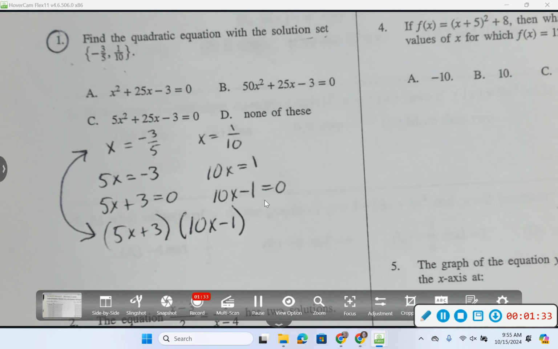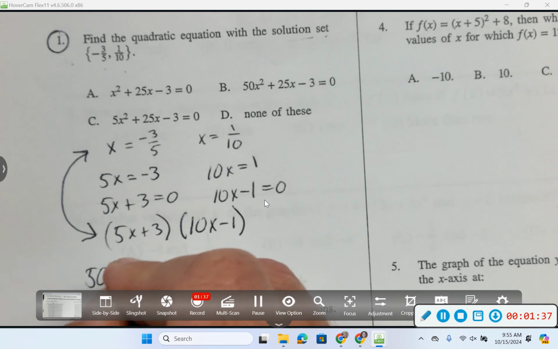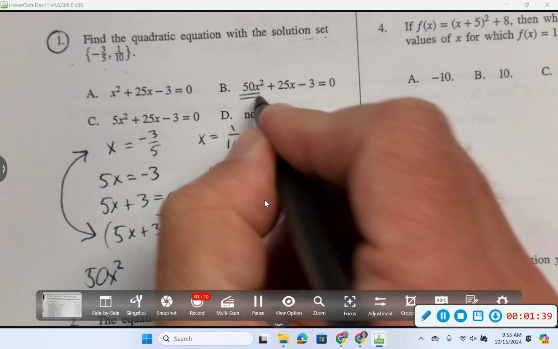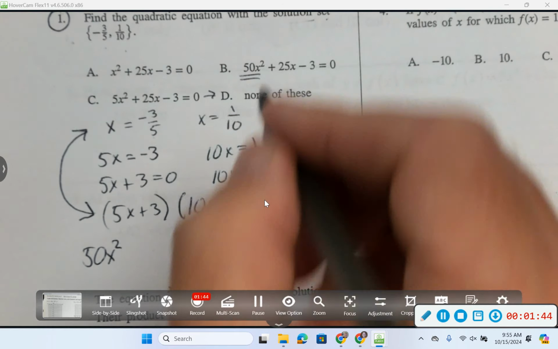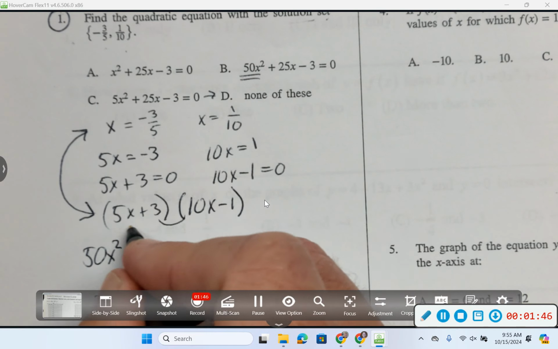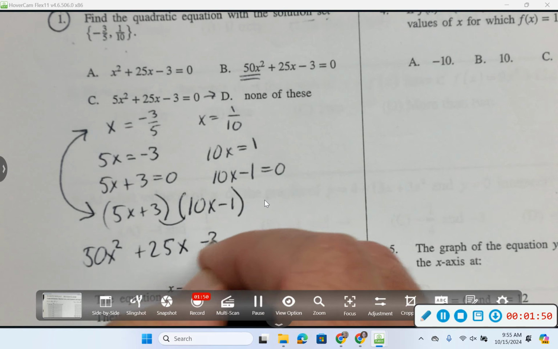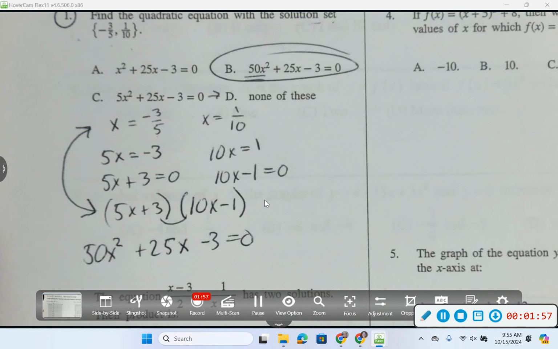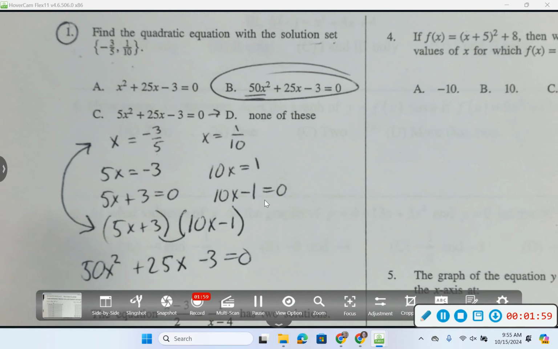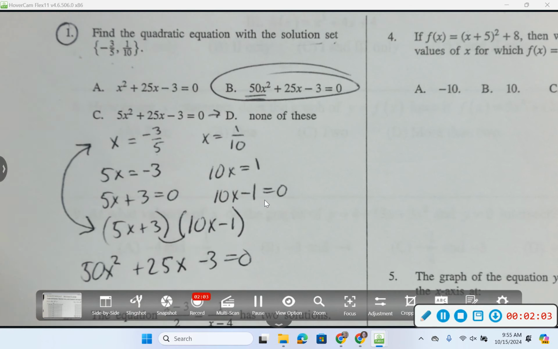And then all I have to do is FOIL them and see which one I get. 50x squared, although none of these is an option, so that kind of forces me to do the whole problem and make sure I get that. 30 minus 5 is 25. Minus 3 equals 0, so yep, it was B. Jeopardy question. Being able to go backwards and forwards from the solutions to the equations, factors, all of those things.